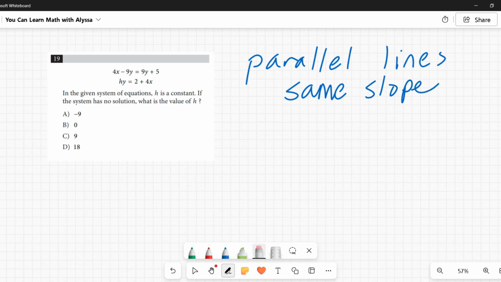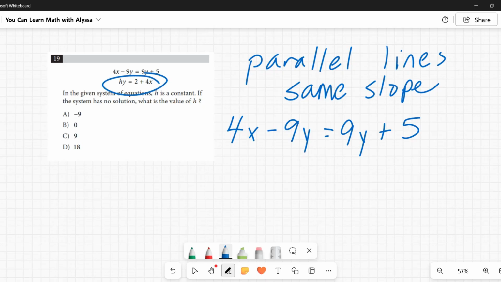Okay, so this top one, 4x minus 9y equals 9y plus 5. For me, the easiest way to find the slope is to put it in slope-intercept form. You also could graph it and take 2 points and see the change in y over change in x, get the slope that way. That works too. I like putting it in slope-intercept form, but there's something interesting before I get that far. When you look at this here, the hy equals 2 plus 4x.